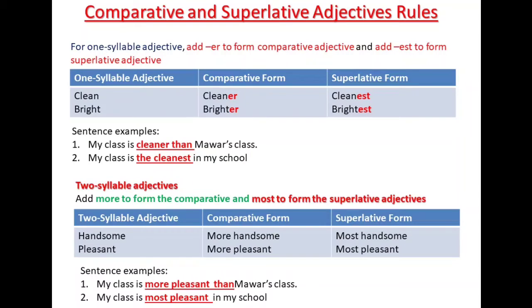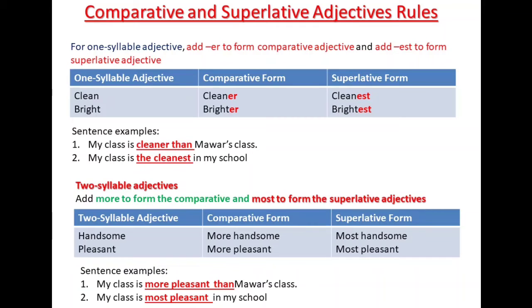It becomes the cleanest. Next, if it's a two-syllable adjective, we can add more to form the comparative and most to form the superlative. For example, handsome, the comparative form becomes more handsome, and the superlative form becomes most handsome. And then pleasant, the comparative form becomes more pleasant, and the superlative form becomes most pleasant.